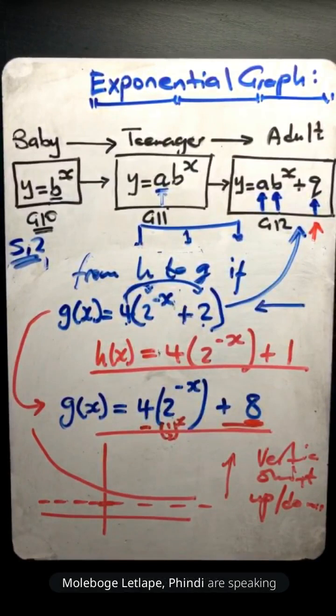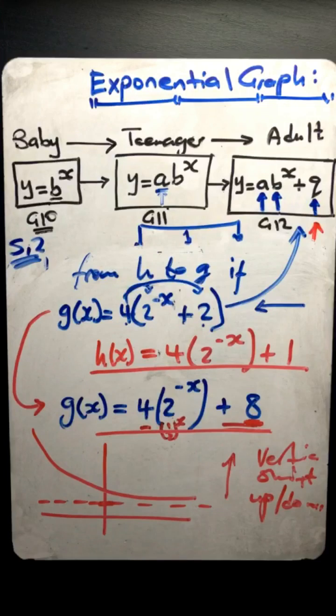It shifted upwards. Up by 7 units. By how many units? 7 units.